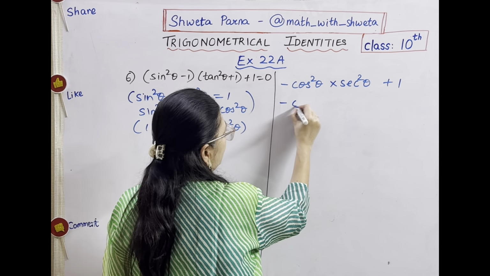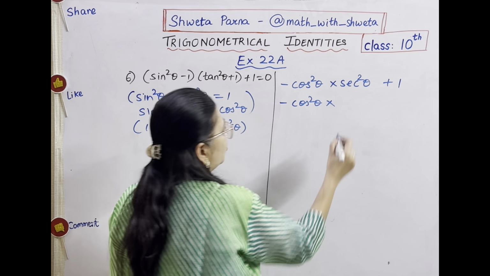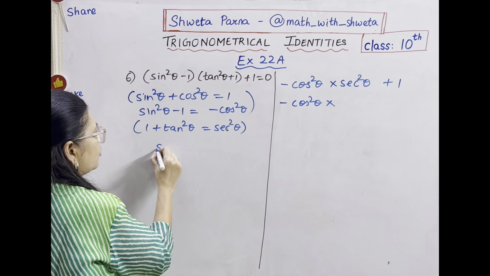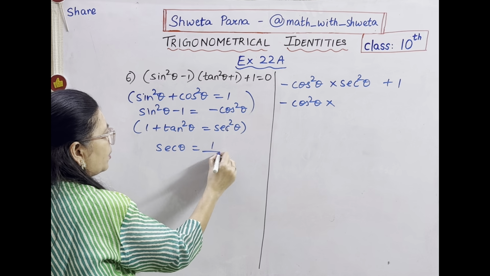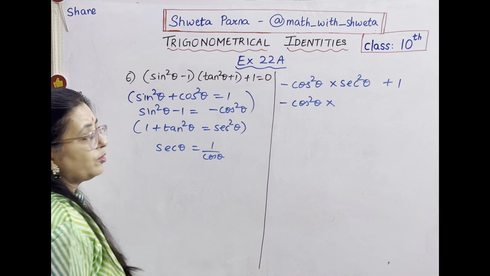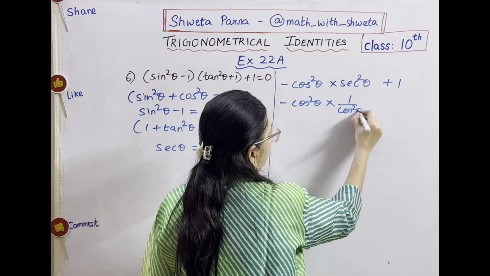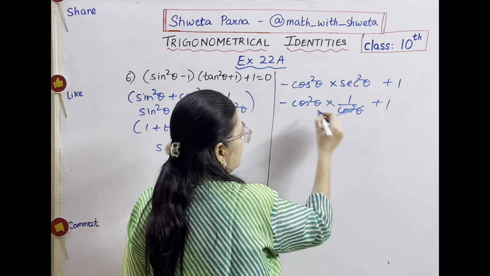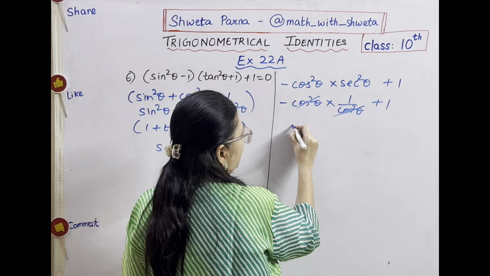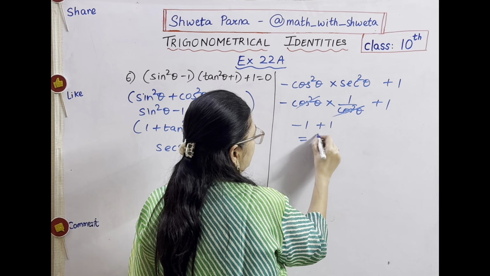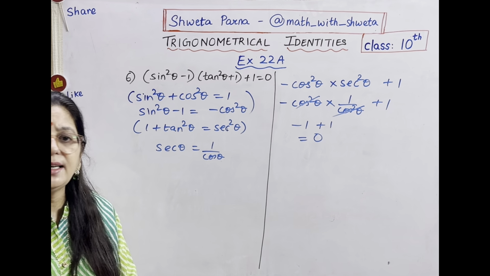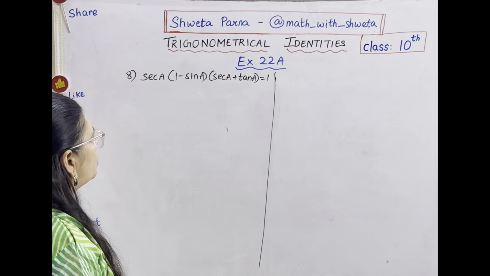Okay, so minus cos square theta into, what is sec square theta? So sec theta is 1 upon cos theta. So sec square theta would be 1 upon cos square theta plus 1. This and this gets cancelled. So minus 1 plus 1, the answer is 0. So left hand side is equal to right hand side. Let's do question number 8.